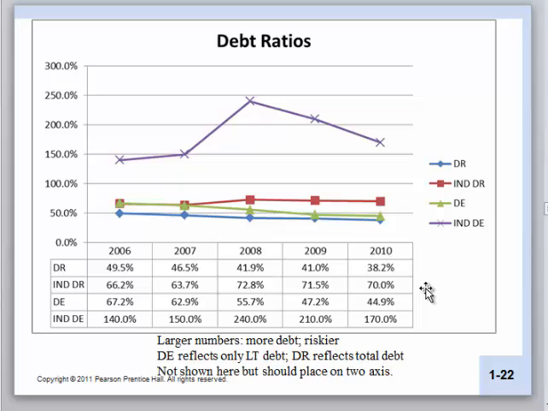Obviously, larger numbers for debt ratios mean more debt. If we look here, the debt ratio is the bottom blue line. The industry is a little bit higher. So it shows that in general, for at least these 5 years, Coors has less debt than the industry does. If you look at the debt equity ratio, again, it's substantially different. So what we can say here is that the industry borrows a lot more money than Coors.